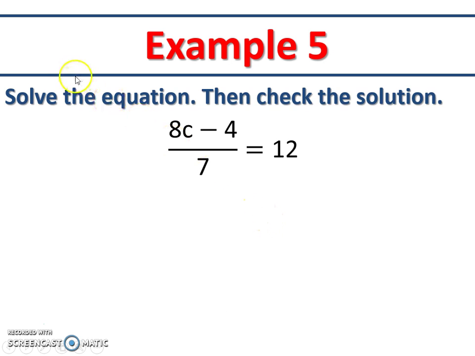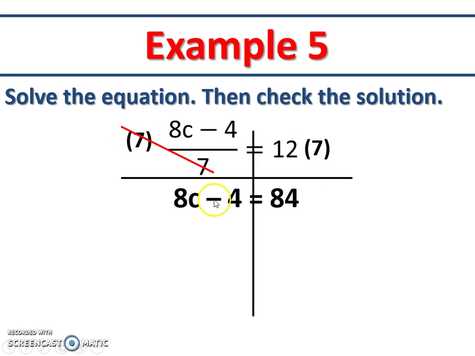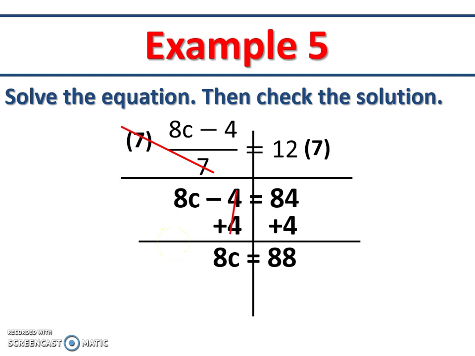Okay, and example 5. So 8c minus 4 divided by 7 is equal to 12. Okay, so first step, we're going to need to clear out our fraction, so we will multiply both sides by 7. This will cancel, leaving 8c minus 4 is now equal to 84. What would our second step need to be? All right, we're going to add 4 to both sides, leaving us with 8c is equal to 88. And our final step, what would that need to be? Okay, we're going to divide both sides by 8, leaving c is now equal to 11.